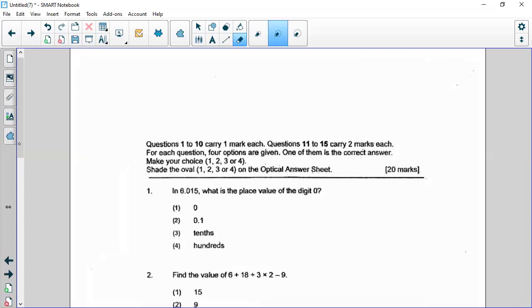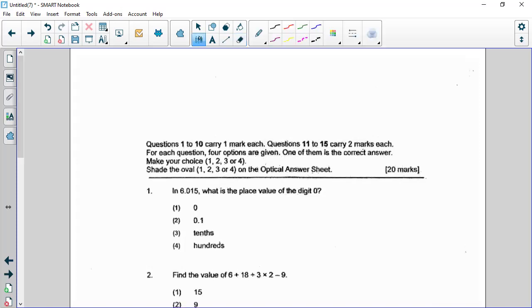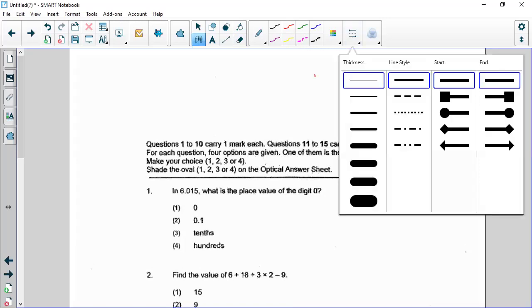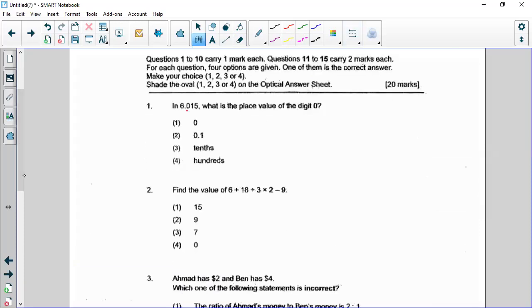Now, the place value means what? Place value means you have to write in words like hundreds, thousands, tens. So if you look at the options, what do you see? What is the place value of the digit 0? That is the tens. So that is the place value. That's a decimal, right? So answer number 3, tens.